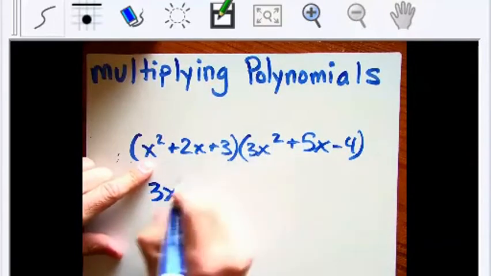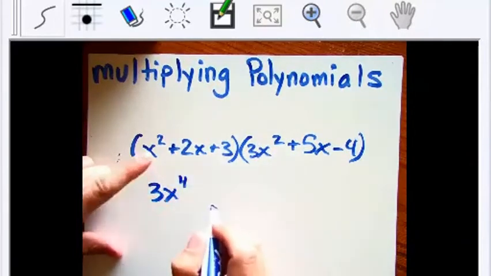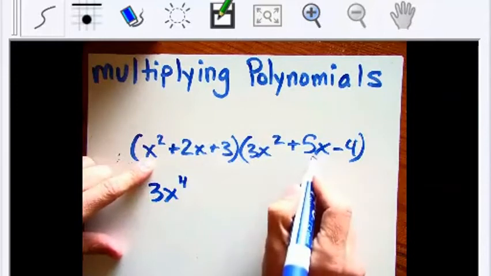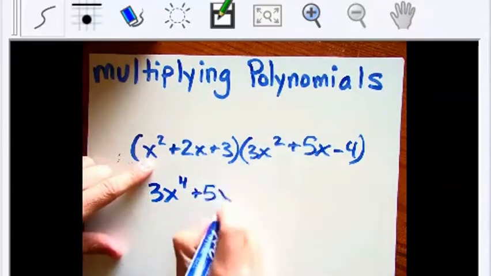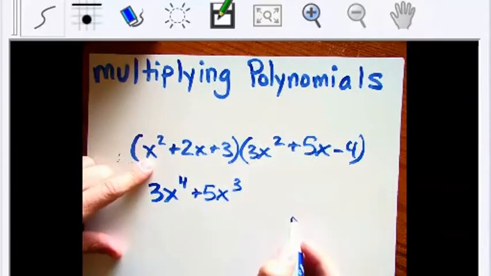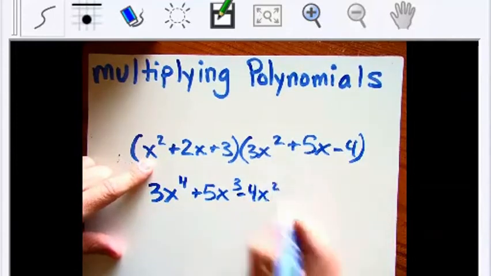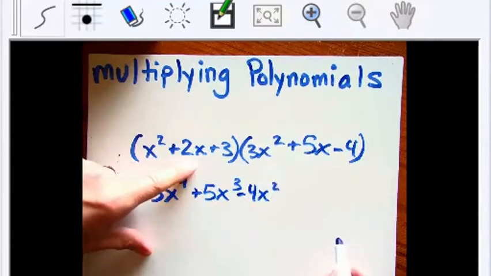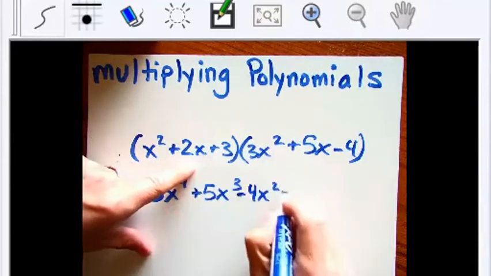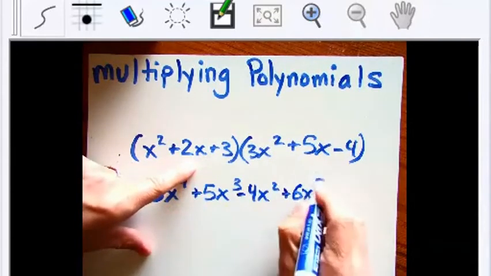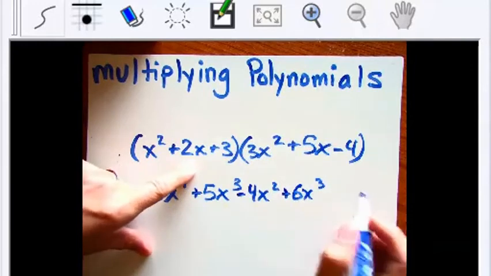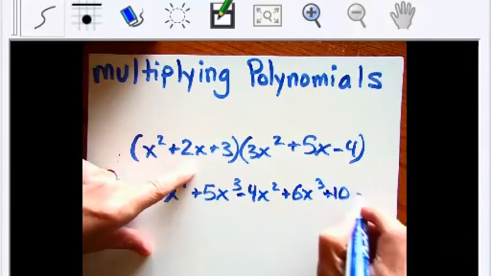X squared times x squared would get me an x to the 4th. And then I would do x squared times the 5x. So that's going to be 5x cubed. And then I would do the x squared times the negative 4. Okay. And then I would go on to this term. 2x times the 3x squared, 6x cubed. And then I would do the 2x times the 5x.